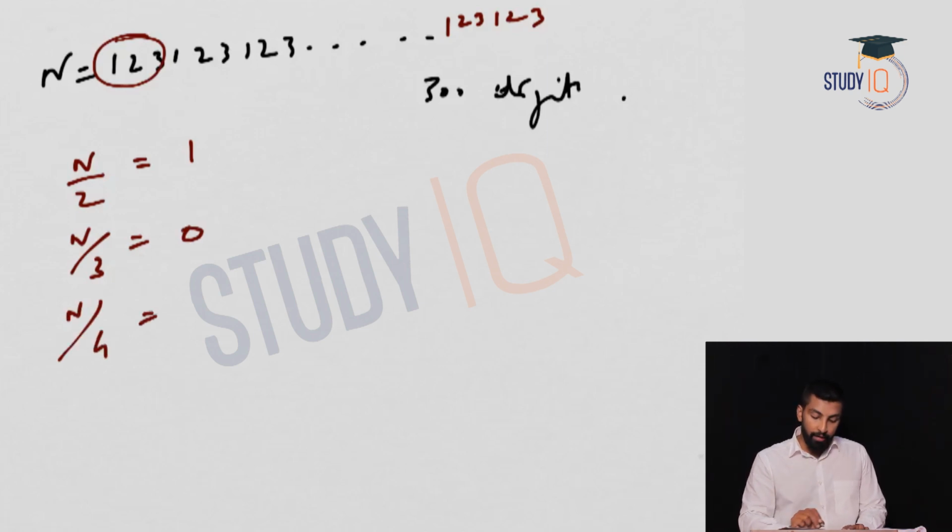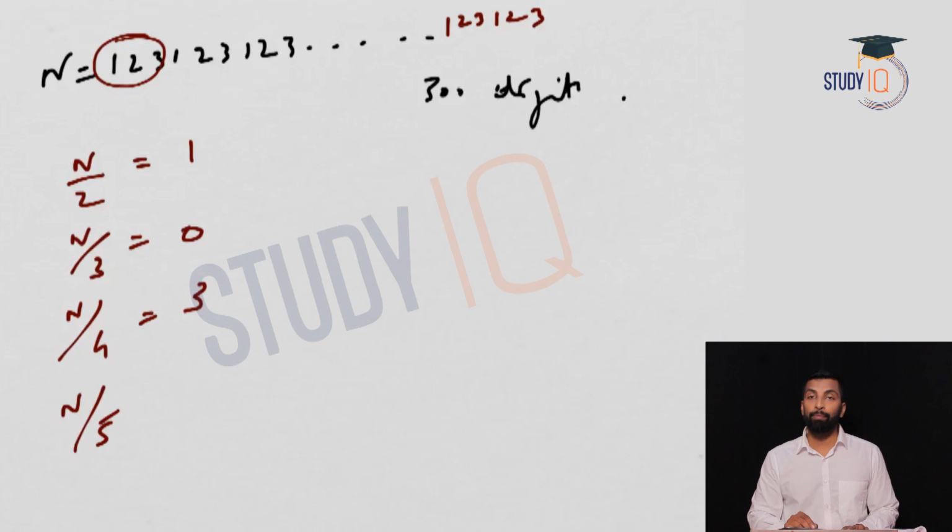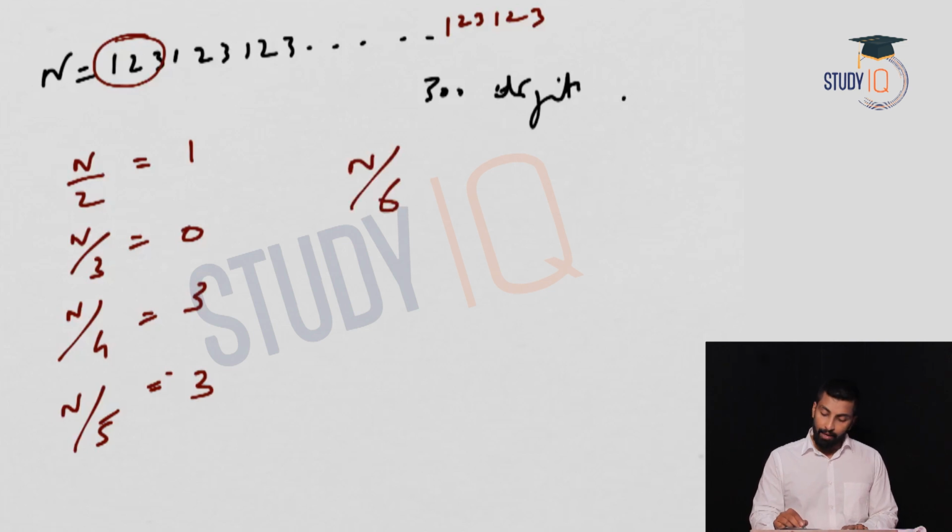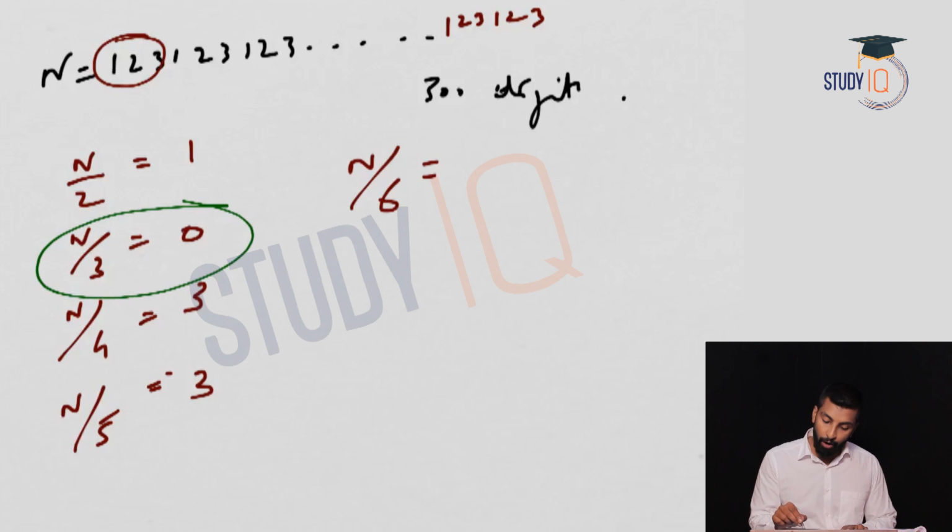Now N by 4, divisibility rule of 4, last 2 digits. So 23 means remainder 3. N by 5, divisibility of 5 means last digit. It has to be 0 or 5. So what is the remainder here? 3. N by 6, you understood the number is a multiple of 3 but ending in an odd number. So remainder will be 3.